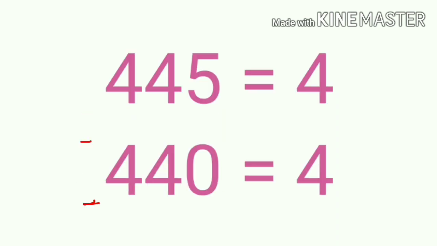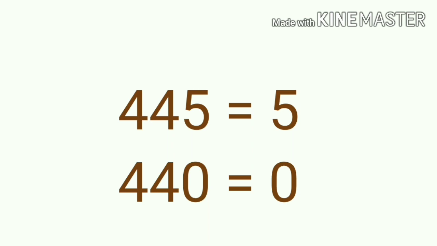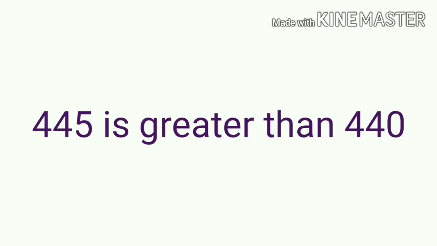So first we compare the hundreds digit. The hundreds digit is 4. So let us check the tens place digit. Here the tens place digit is 4. So let's move to the ones place digit. In the first number, that is 445, the ones place digit is 5, and in 440 the ones place digit is 0. So we can say that 445 is the greater number. So we can say that the junior library has more books.